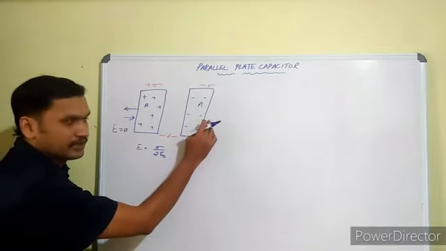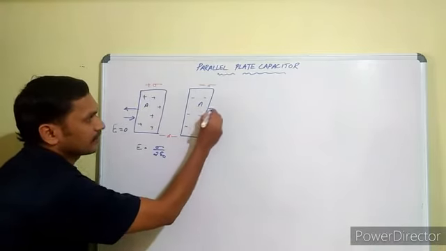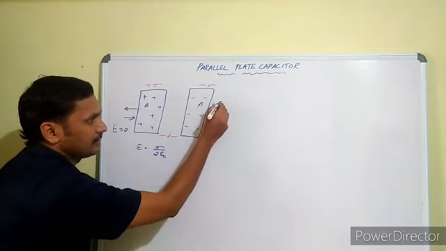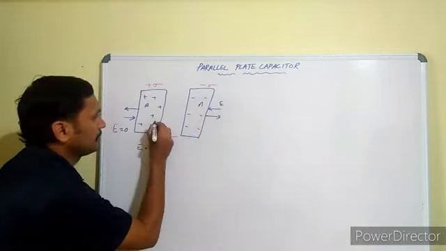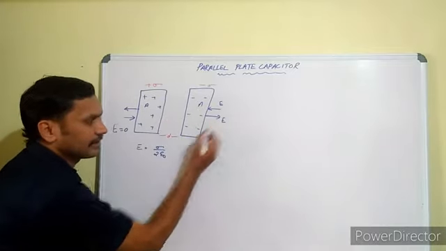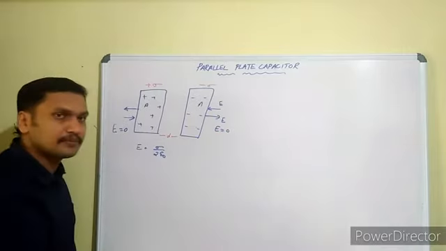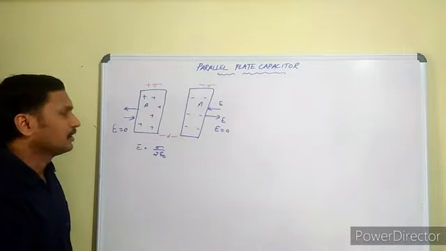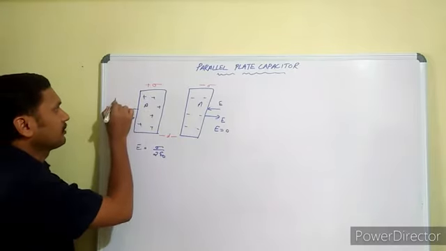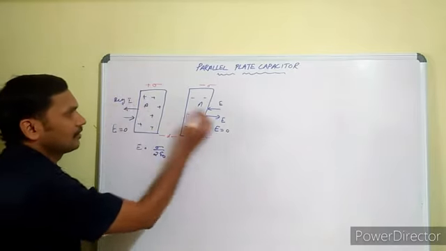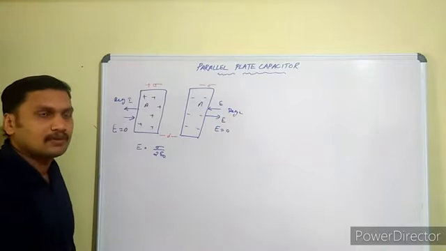Similarly, in this region also, the net electric field will be 0, because this is the direction of electric field due to the negatively charged plate, and the electric field due to the positively charged plate is in this direction. So here also the net electric field is equal to 0. So both region 1 and region 2 have electric field 0.